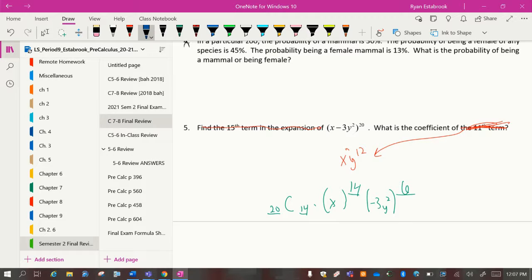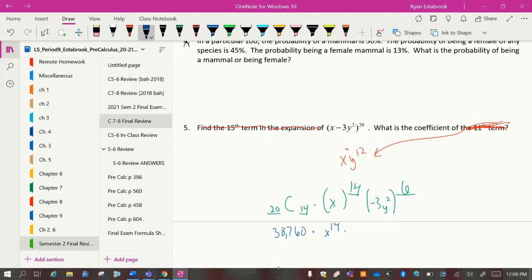Math, probability. How about the essential one? What's 20C14? 38760. Okay. So there's that times x to the 14 times, and then negative 3y squared to the 6th.